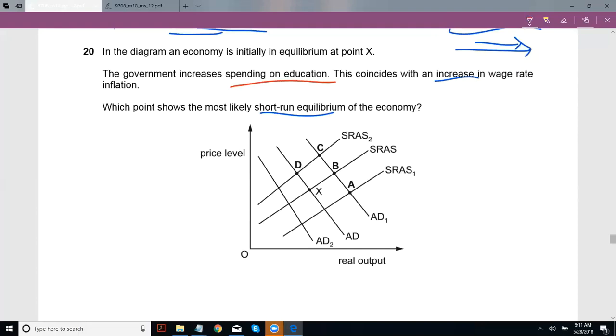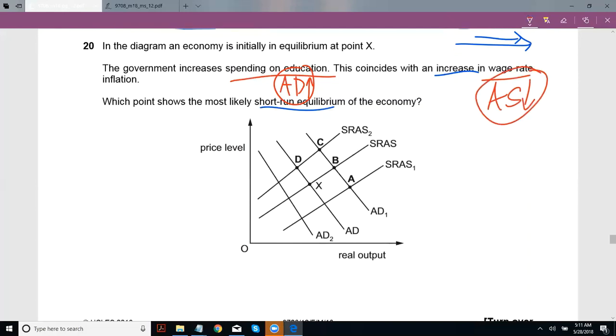What should government expenditure do? Government expenditure is a factor of aggregate demand. It increases aggregate demand. This coincides with an increase in wage rate inflation. If there is wage rate inflation, so basically inflation that comes about by increases in wage rate, so cost-push inflation, which basically means a reduction in aggregate supply.